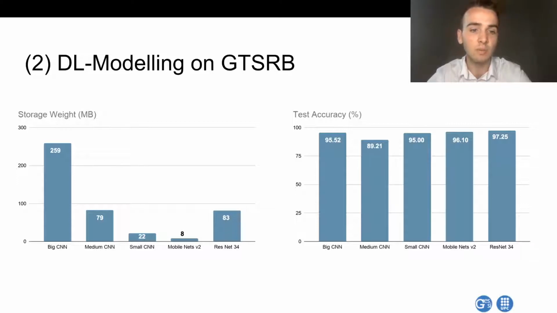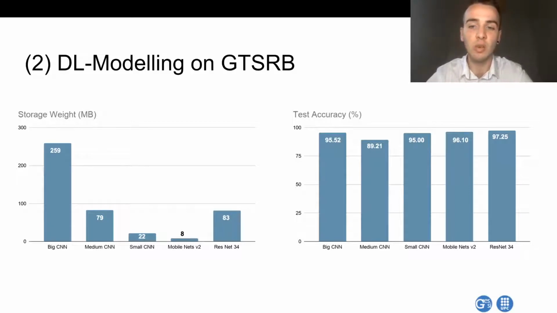So from this summary, what we realize is that the small CNN is the most promising one of our handcrafted CNNs. It only weighs 22 megabytes and achieves this very high accuracy that is around 95%. We also realized that the MobileNet architecture might be the most promising one, since it is the lowest weighted one and achieves almost the highest accuracy.